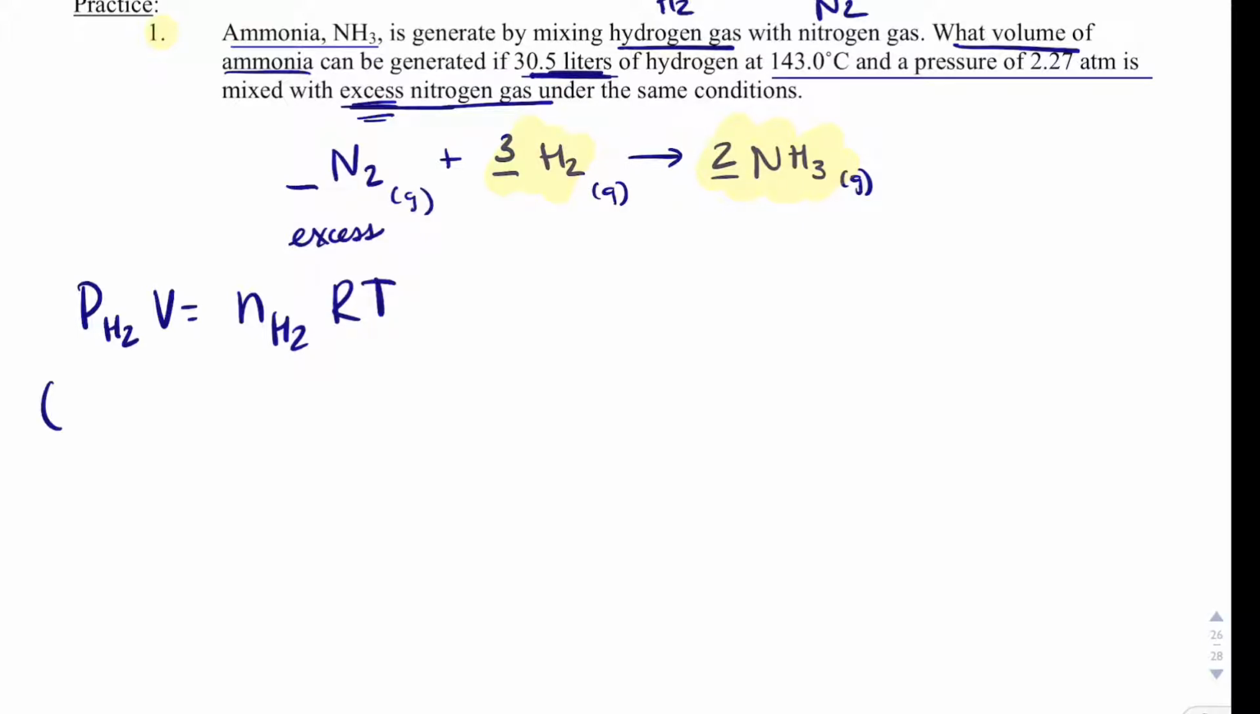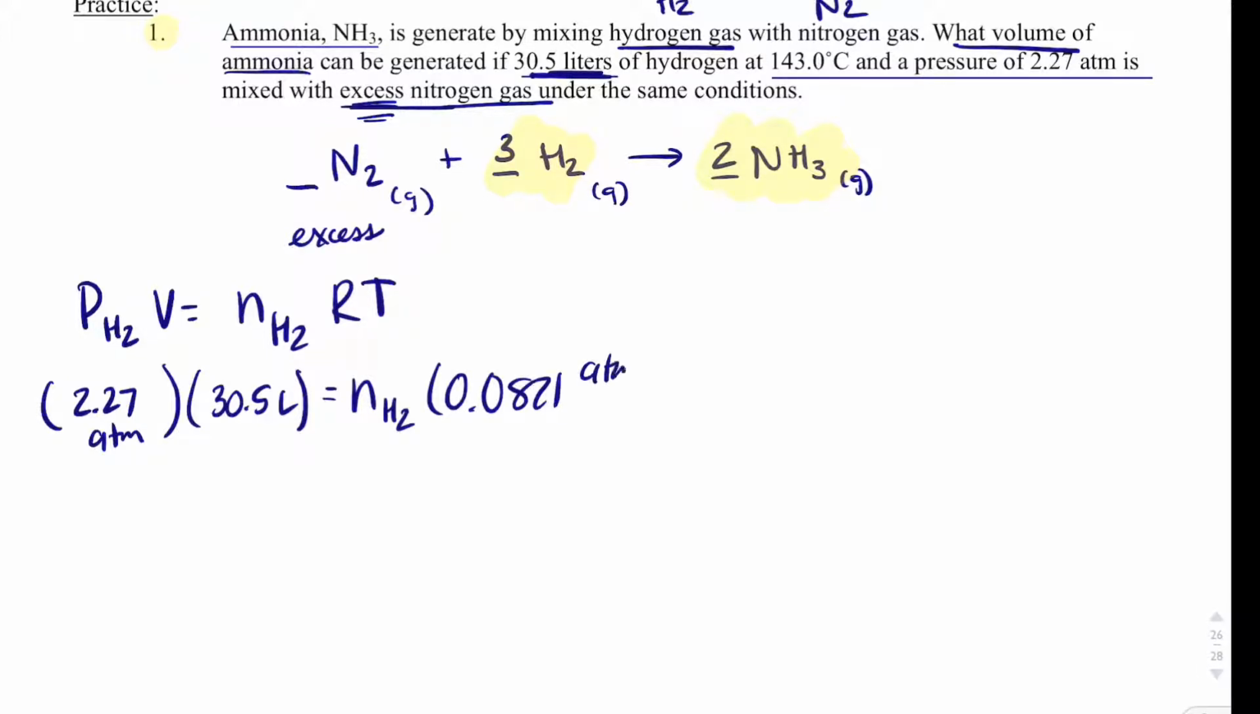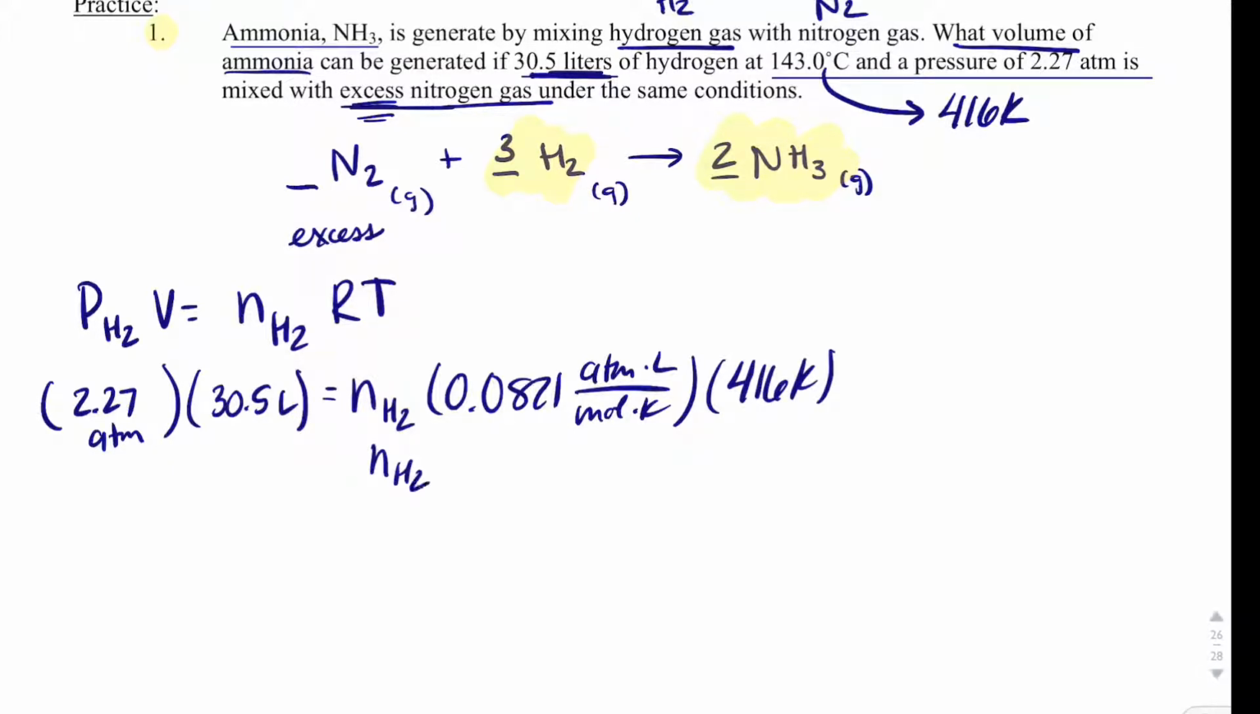The pressure of H2 is 2.27 atms. The volume is 30.5 liters, and those units are perfect for PV equals nRT. We're solving for moles of H2. R is 0.0821 atms times liters divided by moles times Kelvin. And then this 143 degrees Celsius is 416 Kelvin. And so my moles of H2, when I math that out, I get 2.03 moles.